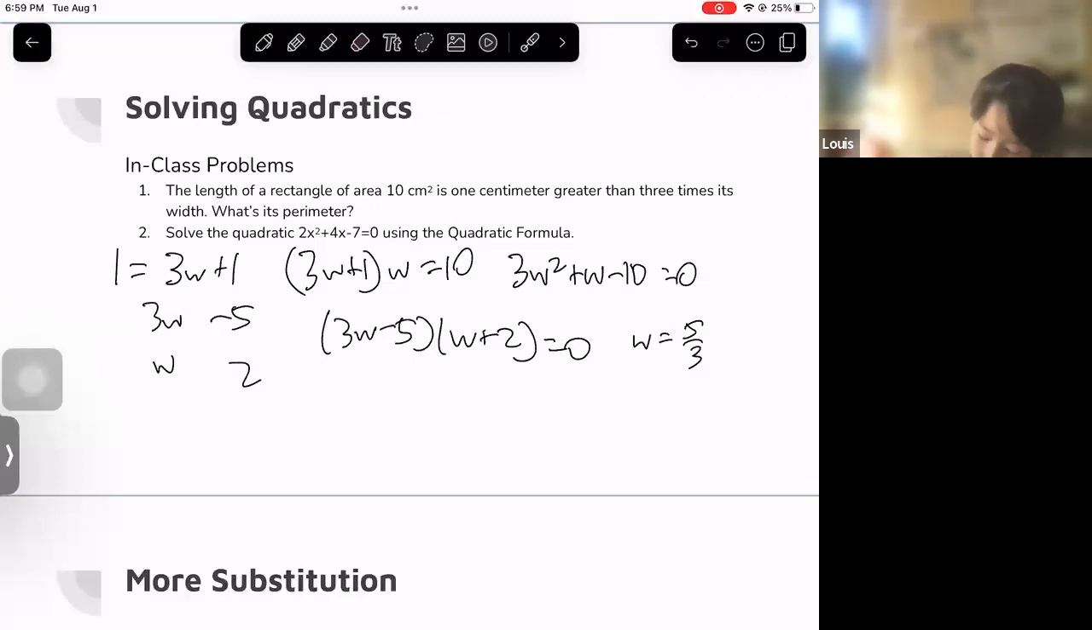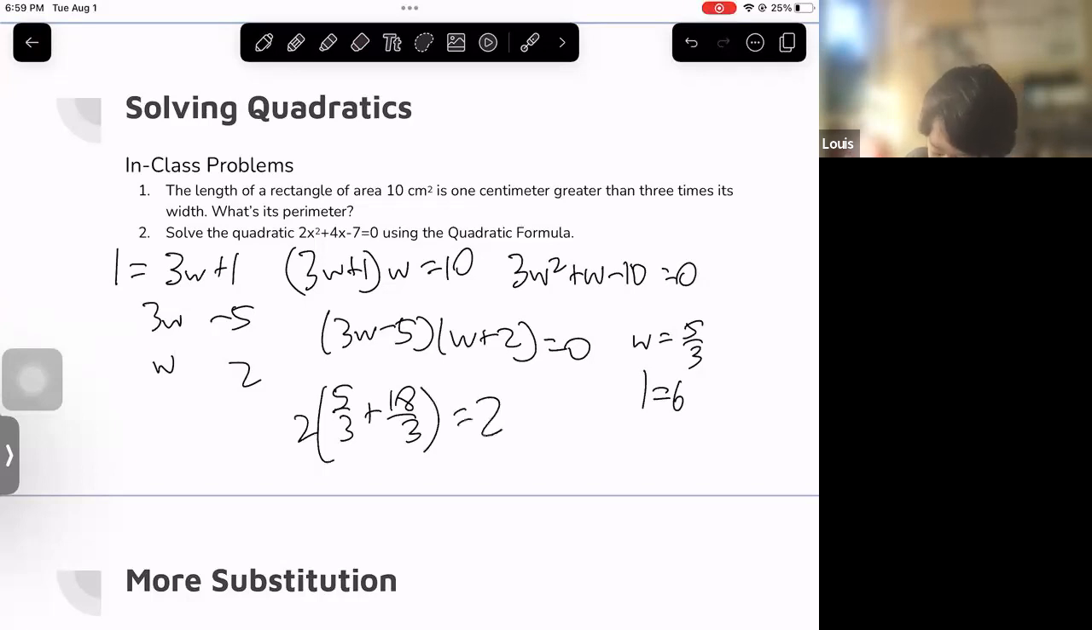So after that, we can find that the length is 6. So the perimeter would just be 5 over 3 plus 18 over 3, times 2, which is 2 times 23 over 3, which is 46 over 3.